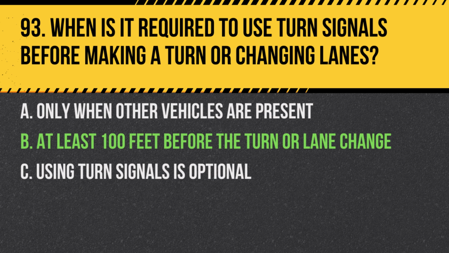Answer B. At least 100 feet before the turn or lane change. California law requires signaling at least 100 feet before turning or changing lanes to alert other road users.